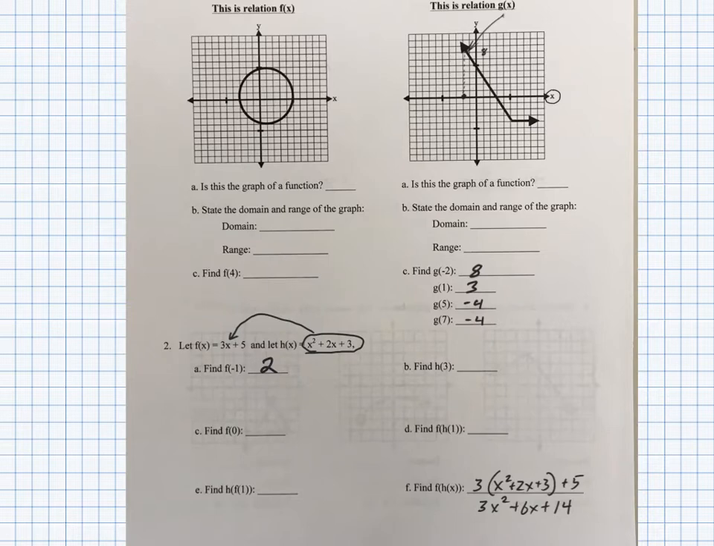What do you guys have for B? 18 is what I think is correct. And then C, f of 0 should be 5. Yeah, I got 5. And f of h of 1. h of 1 should be 6, right? And f of 6 should be 18 plus 5, or 23. Is that right?